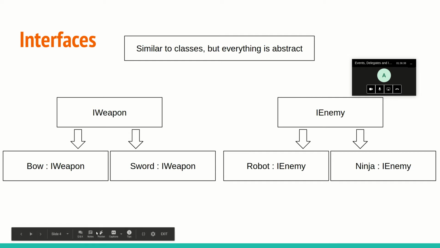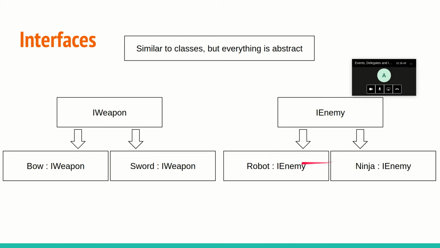All right. So we've got an IEnemy, right? We know what an enemy is. We've got an interface for enemies, and robots are enemies and ninjas are enemies. And again, they're similar in specific ways. Robots attack, ninjas attack, robots have names, ninjas have names, but they're also different in that ninjas will attack in a different way to robots. But they're both enemies.